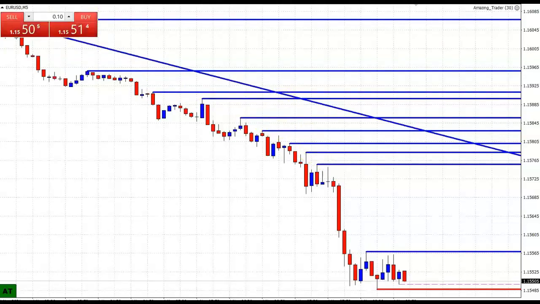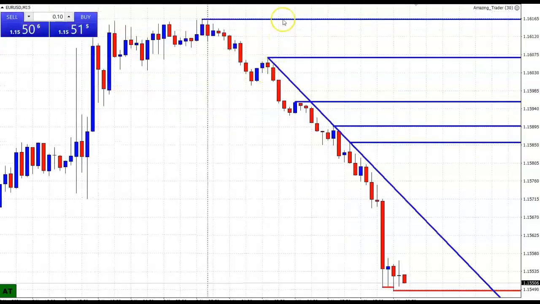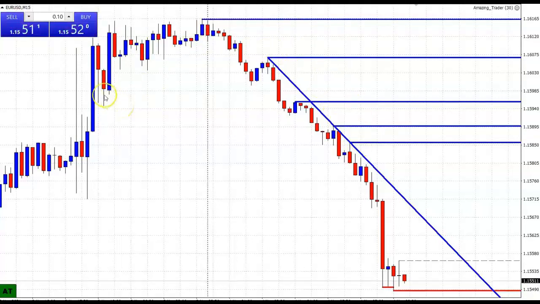Here's one without some of the noise, a 15-minute chart. But this is a clear illustration of what an AT ladder looks like. And we show you a strategy, a clear strategy on how to use it to trade.